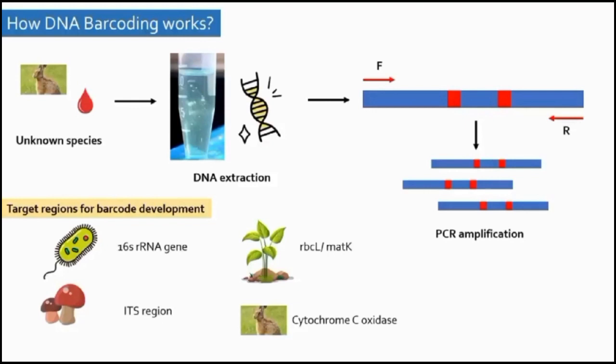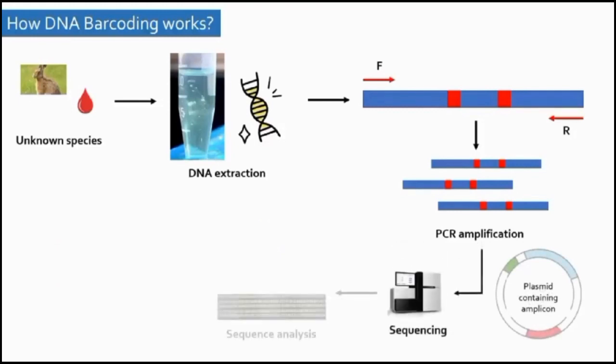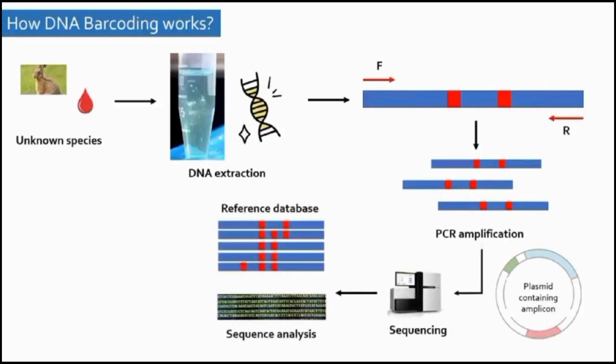A set of universal primers are used to amplify one or more of these target regions for PCR amplification. These primers are conserved to work in all of the species of a particular taxonomic group. The amplified DNA is then purified, cloned in a vector, and sequenced using a sequencer to obtain the exact sequence of the target barcode region. The resulting DNA sequence is compared with all the known DNA barcode sequences of all these species in an existing reference database. If the sequence is a perfect match, we identify the unknown species.